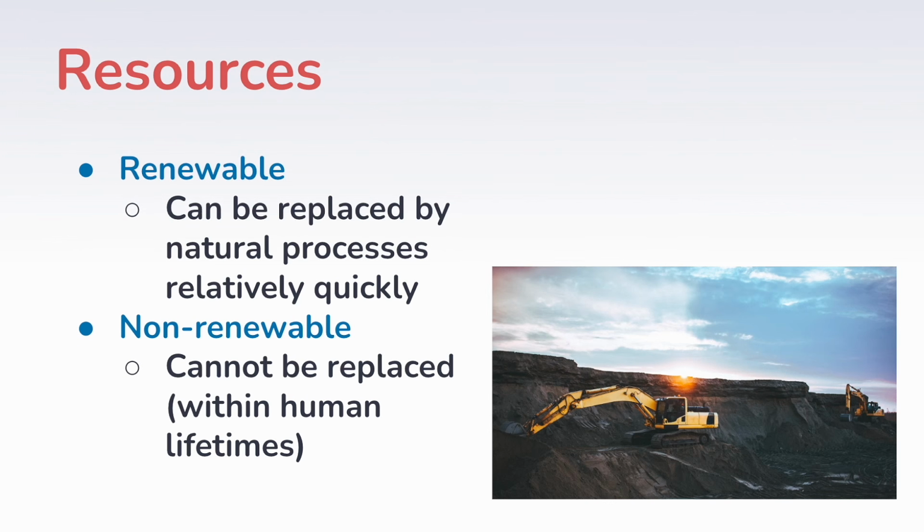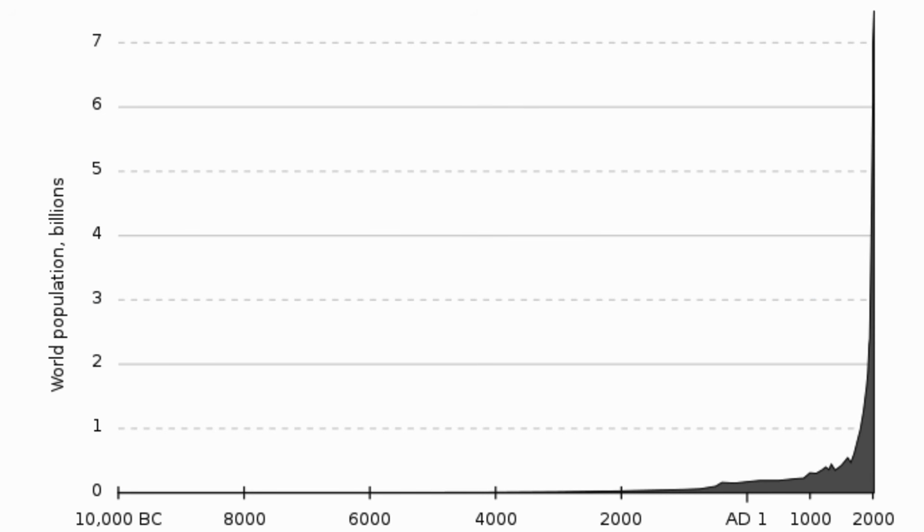Now, there are tons of resources on Earth. Some are renewable, which means they can be replaced quickly by natural processes. Some are non-renewable, meaning they cannot be replaced generally within human lifetimes or as fast as they are being used. And so we need to consider our use of resources as the population of humans continues to boom on planet Earth.